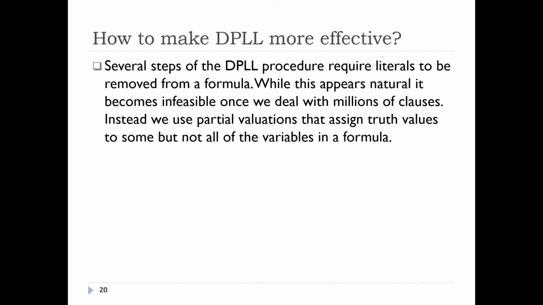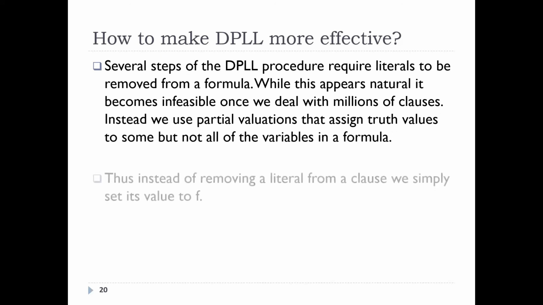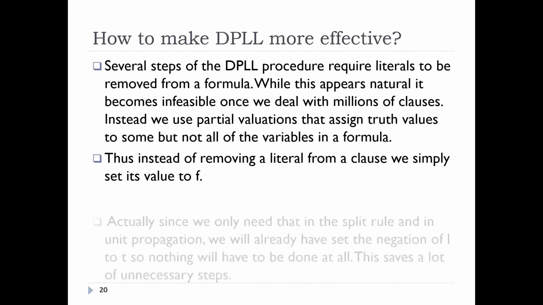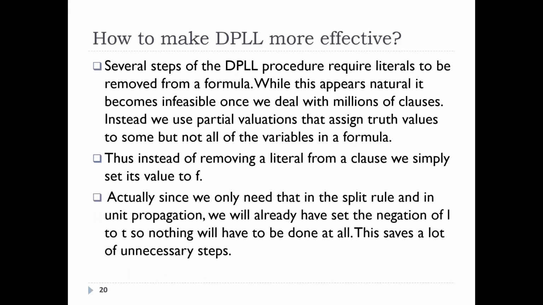We see that there are several steps of DPLL in which literals are to be removed from a formula. When we deal with millions of clauses, these steps become tediously infeasible and really slow. So instead, we use partial valuation. What partial valuation does is that instead of removing a literal, we simply set its value. As soon as we set its value, the negation of that variable also has a truth value set. So this saves a lot of unnecessary steps.